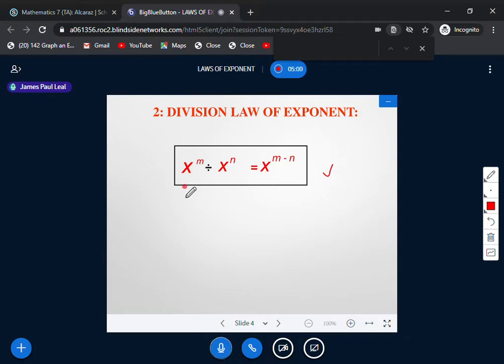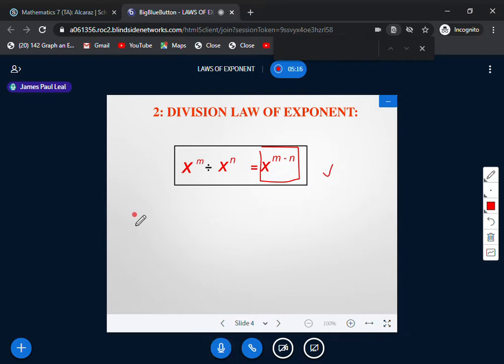For example, you are dividing x raised to m divided by x raised to n. So this will come up with x raised to m minus n. So you just need to subtract. For instance, we have here an example.